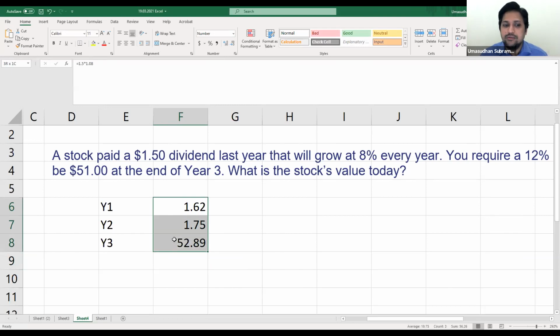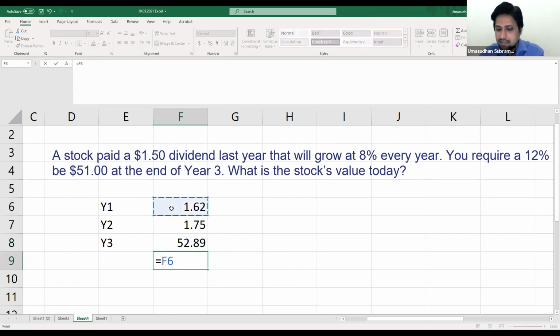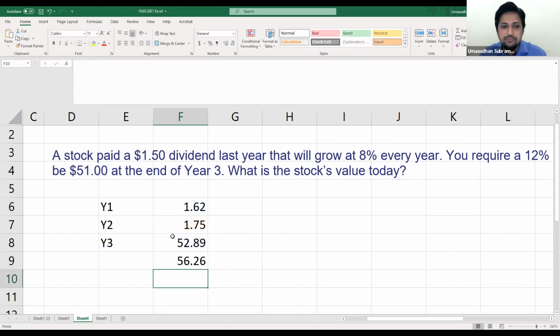So what do you need to do altogether? How much are you getting? You are getting 1.62, 1.75, 52.89. So you have 56.26. This is the total cash flow that you are receiving, but this is future value. So you need to discount them to arrive at the present value.